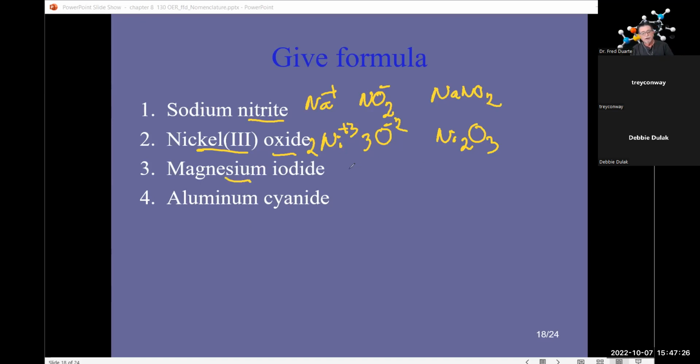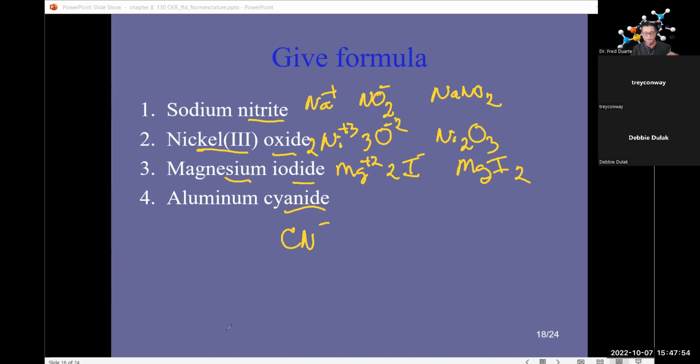Magnesium converted to ion, so that's group 2, gives you a +2 charge. Iodide, all of them are a -1. It's a group 7 element, the halogen. That means we need 2 iodides. So its formula is MgI2.